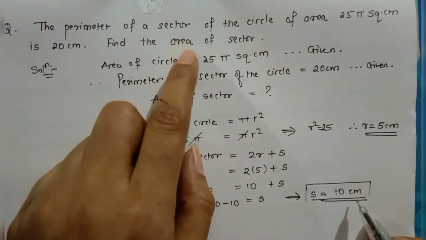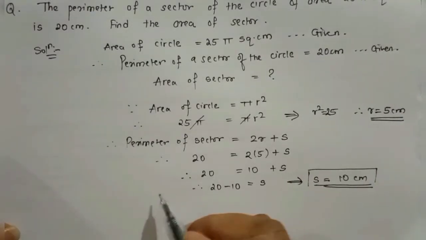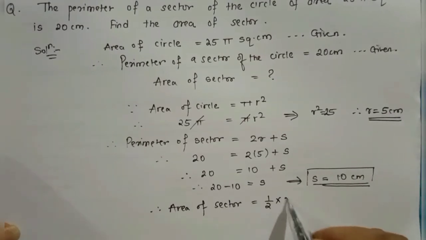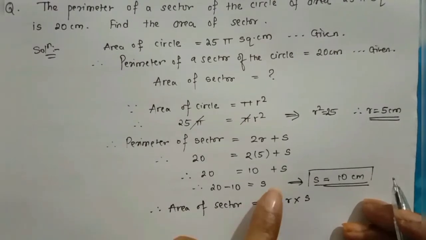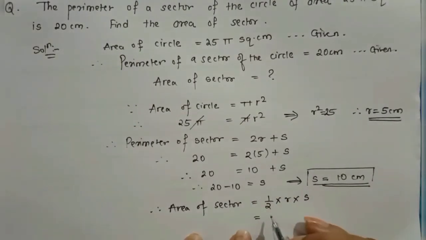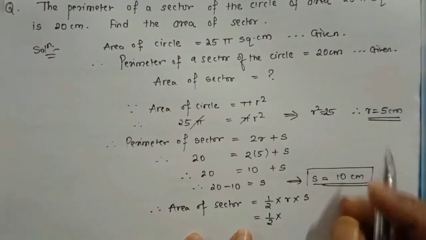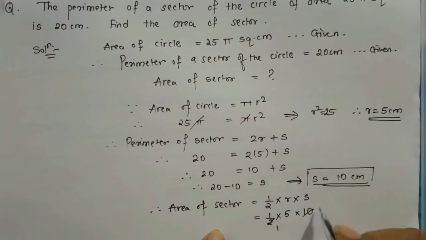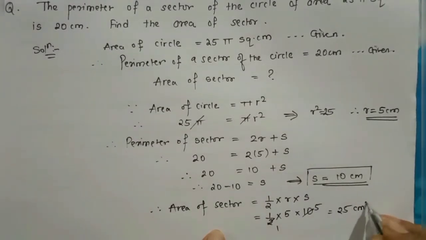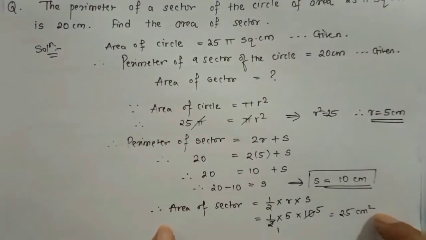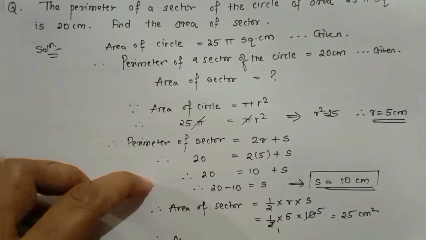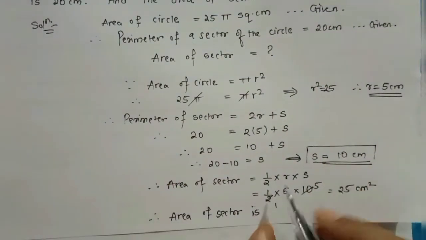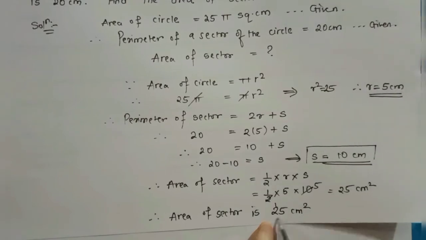But the question is to find what? Area of sector. Now we can apply the formula of area of sector. Therefore, area of sector is half into r into s. Remember this formula, area of sector is half into r into s. Let's substitute the values. Half will be as it is, r is 5, and s we have just got as 10. So 2 ones are 2, 2 fives are 10, answer is 25 centimeter square, correct, because area is always written in square units. Therefore the final answer is area of sector is 25 centimeter square. That's it.